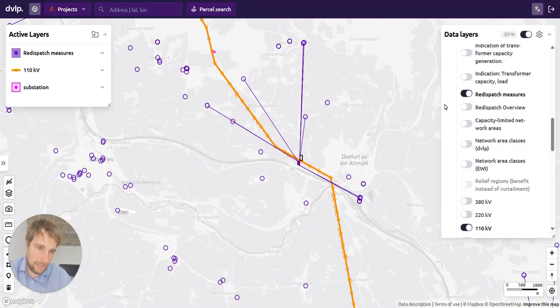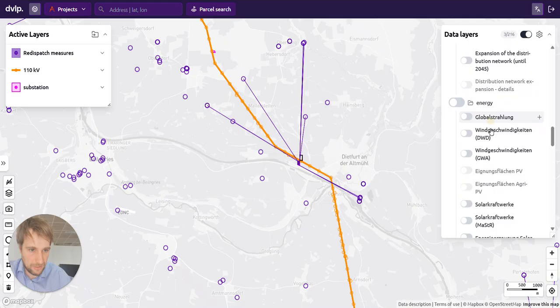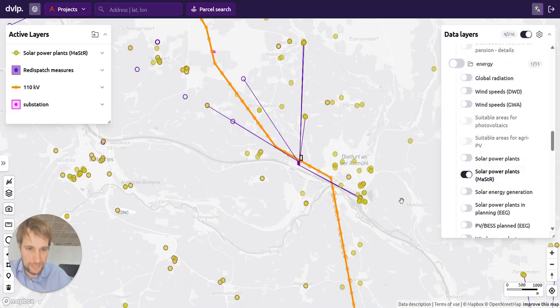So what we see here now, I activated the redispatch measures, is we see the different plants, in this case mostly Varia solar plants. We can also have a closer look and also maybe activate the solar plants. And now you see in those purple circles all the plants that over the past 12 months were affected by a redispatch, by grid bottlenecks basically.